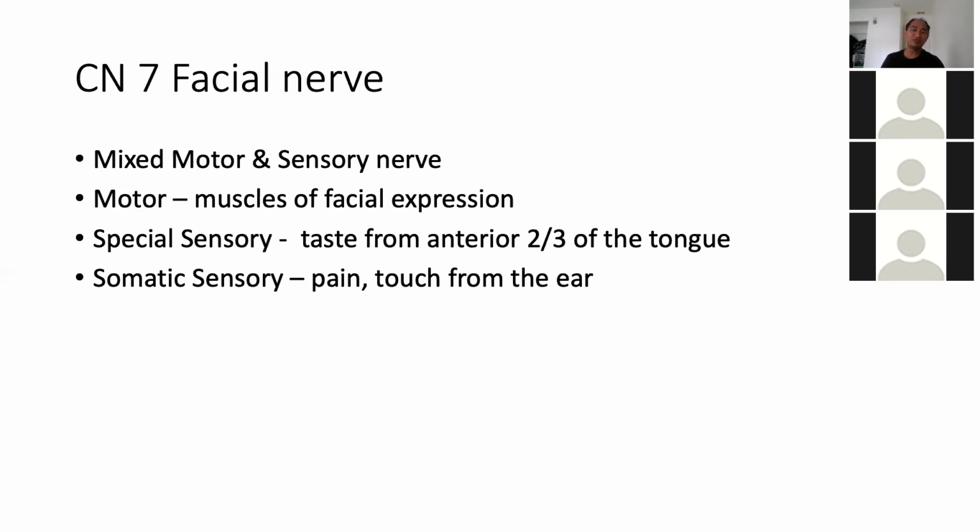Facial nerve, hey, we need to love our facial nerve. Without the facial nerve, we cannot do any facial expression. That will be a disaster. If we cannot do any facial expression, that will be a problem. So the facial nerve is a mixed motor and sensory nerve. For the motor, it is for the muscles of facial expression. You can smile, you can cry, you can laugh, you can blow your cheek because of the facial nerve, movement of the muscles of facial expression.